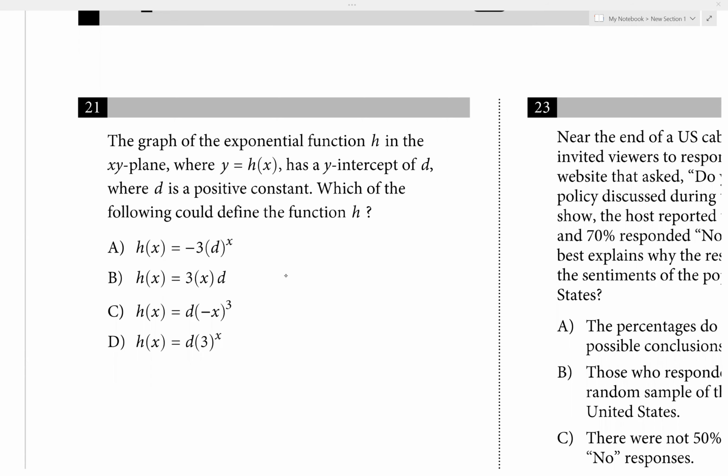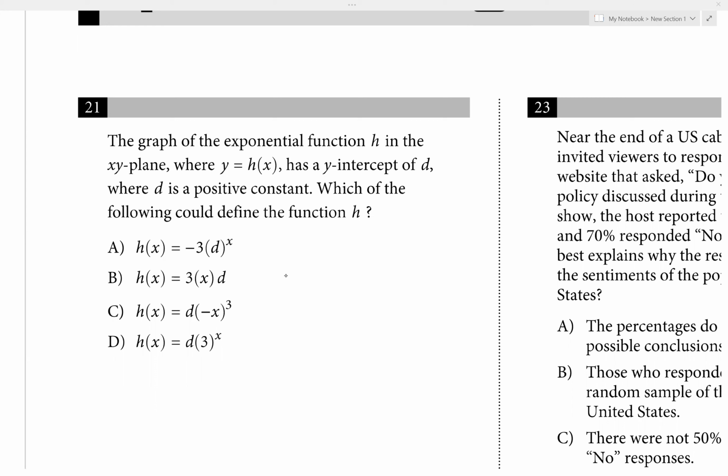Number 21. The graph of the exponential function h in the xy plane, where y equals h of x, has a y-intercept of d, where d is a positive constant. Which of the following could define the function h? Okay, so we're looking for a function that could define the function that they describe here.